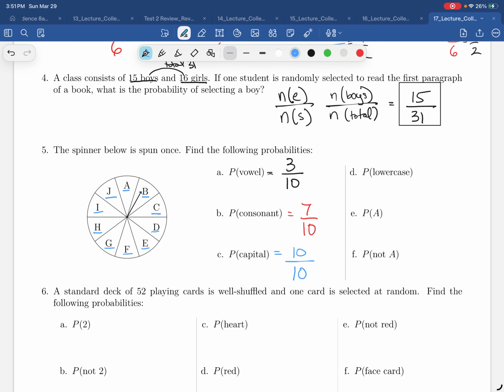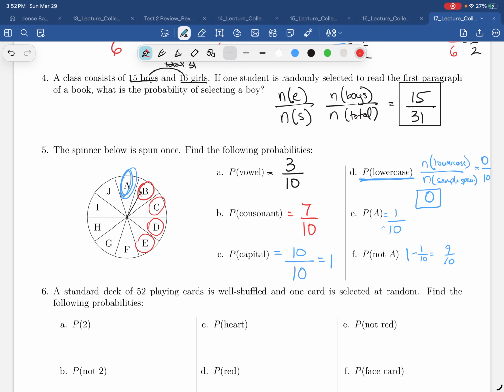Okay. Next, we have the probability of choosing an A. There's only one A here, so this would be 1 out of 10. And then not A. Again, if we're looking at the complement, I could actually do 1 minus 1/10, and that would be 9/10. Or I could come through and count all of the ones that are not A. 1, 2, 3, 4, 5, 6, 7, 8, 9. There's 9 of these that are not A, so that's why the probability is 9/10.